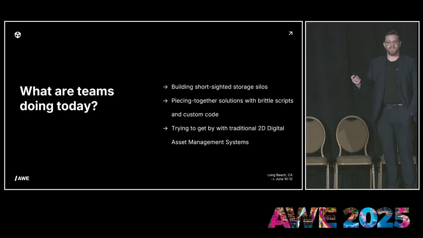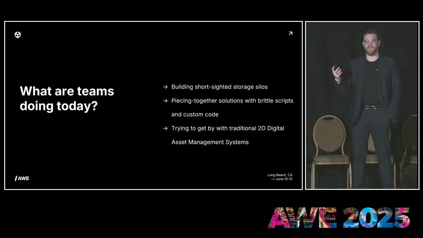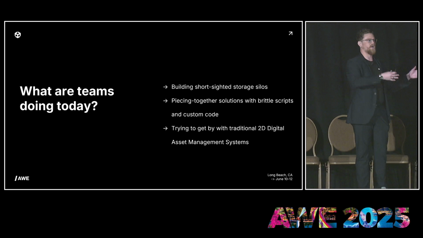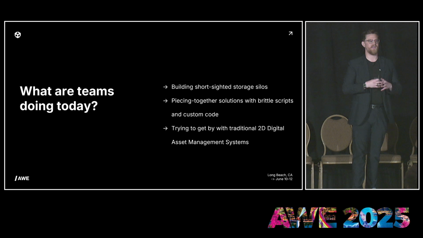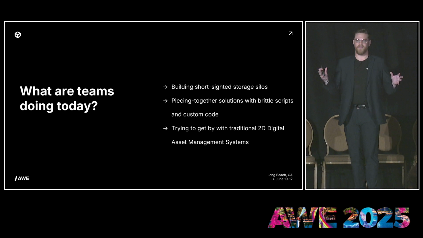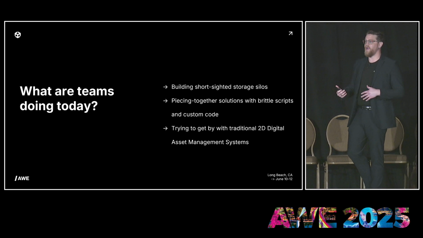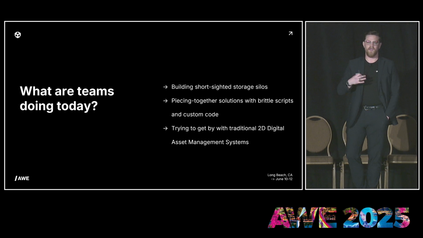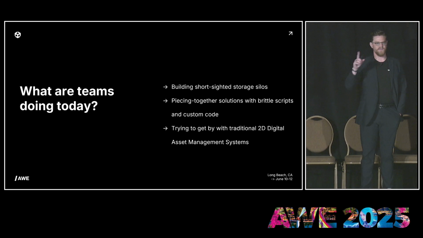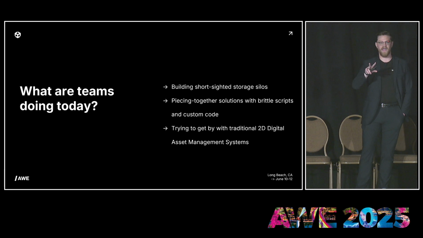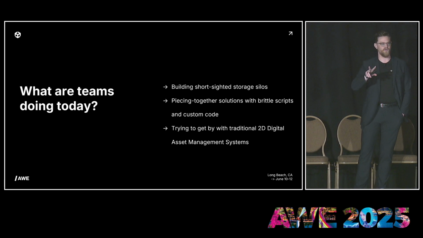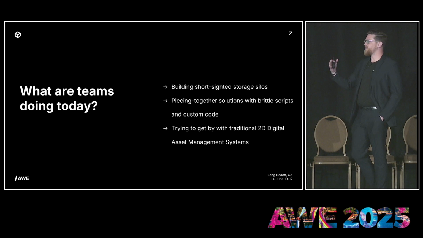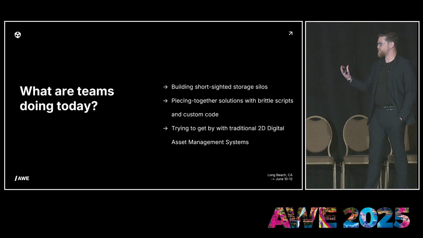So what are teams doing today? Typically, we see teams building short-sighted storage silos. What that means is we work with, let's say, a company of 1,000 people. They have 10 different teams within that company that are each using 3D data in a different way, and each of them have built a way for them to consume data that worked for them. And what happens is that then you have team A and team D that are both looking at the same asset, but there's a difference in them, and nobody knows why. And we're trying to figure out how that would happen. So we're trying to consolidate that, eliminate these silos.